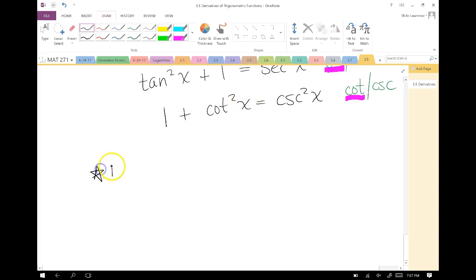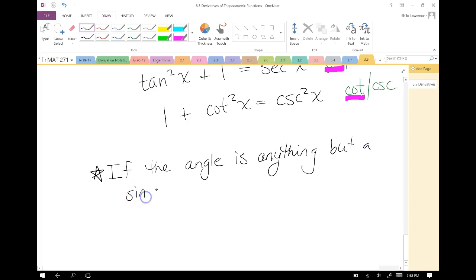So if the angle, now I don't want to say if it's anything but an x, because we can use different variables, but if the angle is anything but a single, that means no coefficient. Linear, that means no exponent. Variable. Then you have to use chain rule.